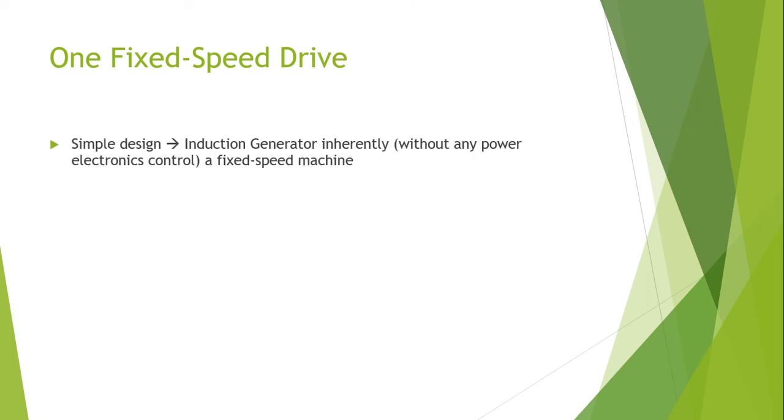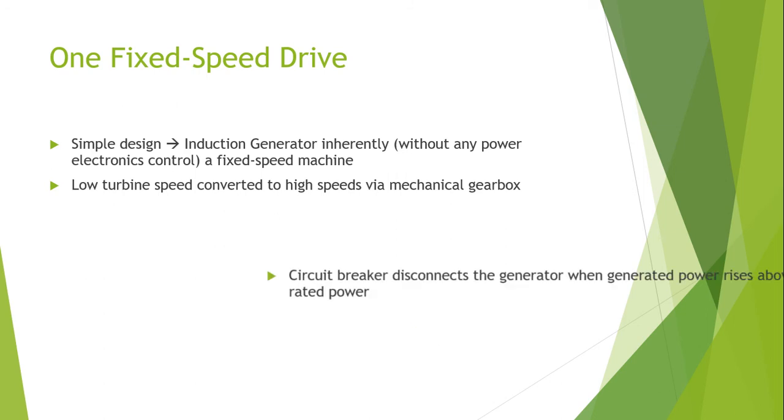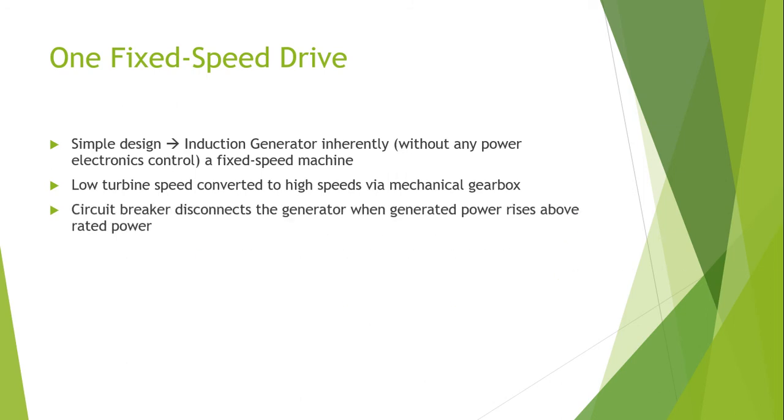So the design was simple, and an induction generator, inherently a fixed speed machine without any power electronics control, was used. The low turbine speed was converted to high speeds via a mechanical gearbox. The circuit breaker was used to disconnect the generator when the generated power rises above the rated power, so that a safety precaution is introduced and the system is not damaged.